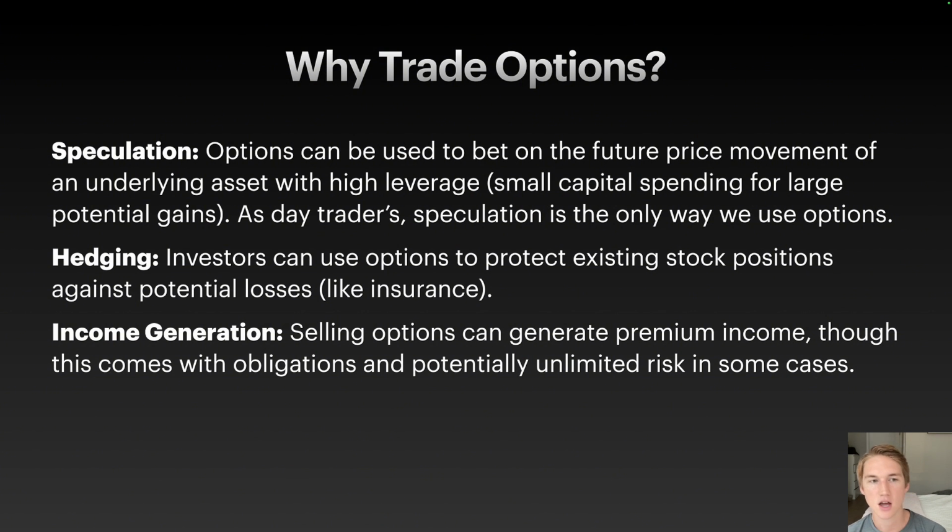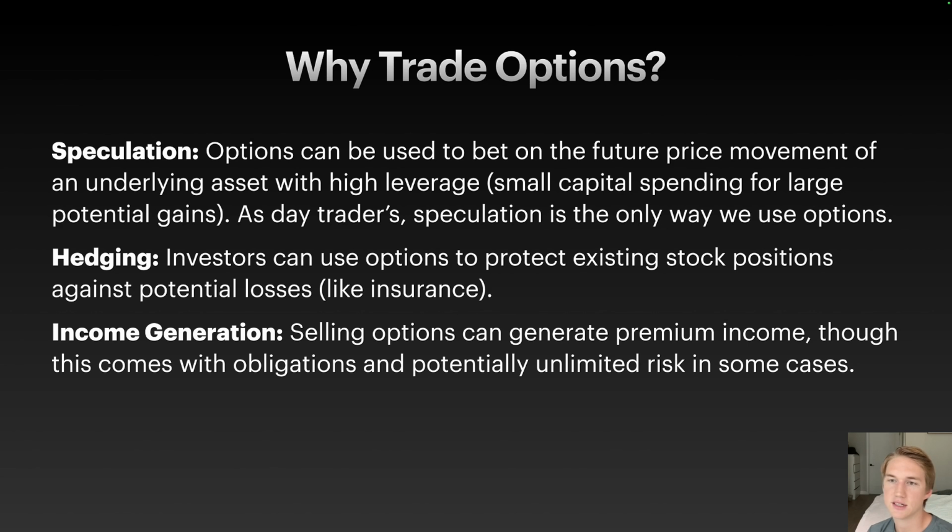We're not going to use it to hedge. We're not going to use it to generate income from selling options, and that's a whole different story. Don't even worry about that for now. But we're just going to use options to speculate on price movement of, let's say, Apple stock, Google stock, Amazon stock, etc., Tesla stock.